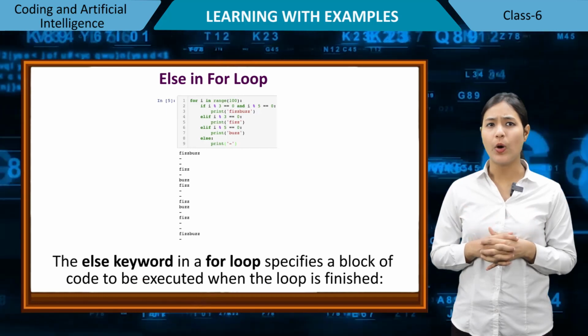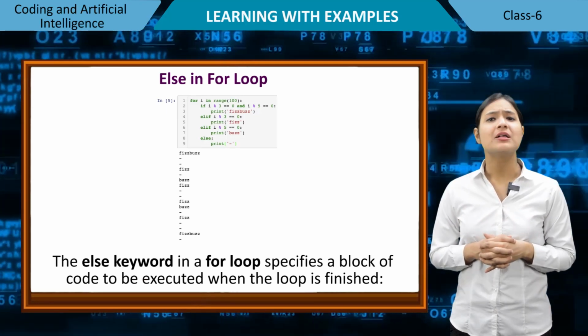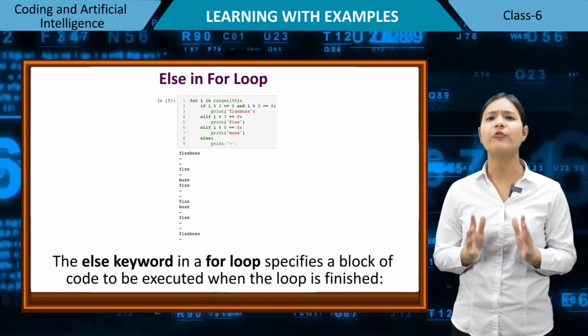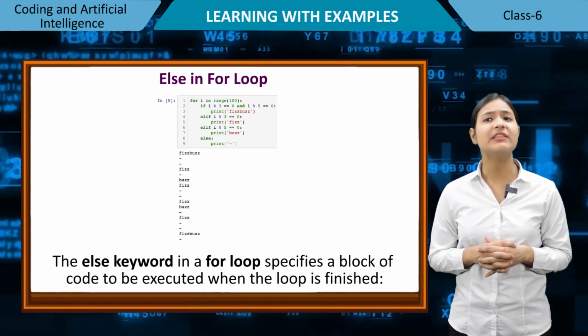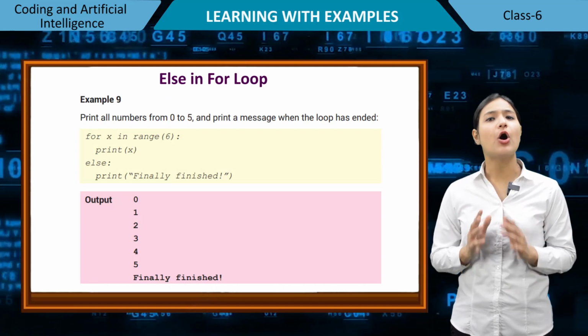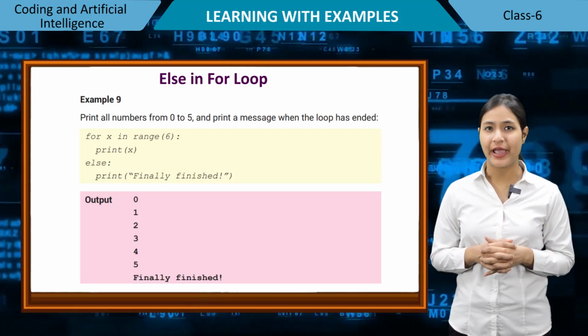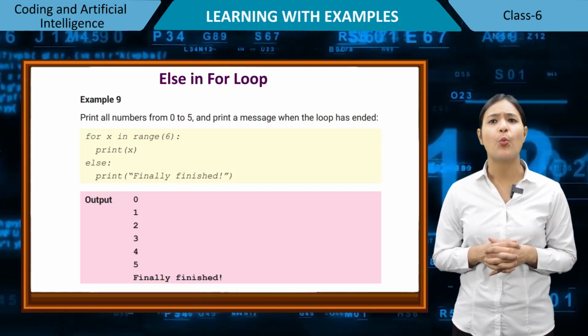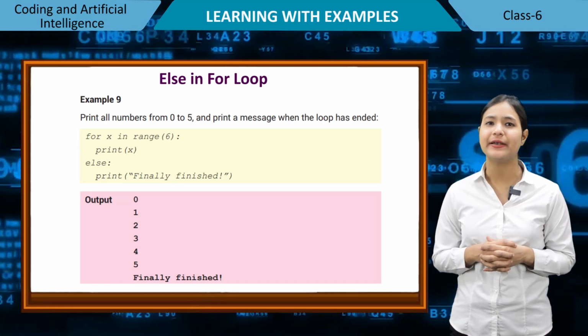Else in for loop. The else keyword in a for loop specifies a block of code to be executed when the loop is finished. Example 9. Print all numbers from 0 to 5 and print a message when the loop has ended.